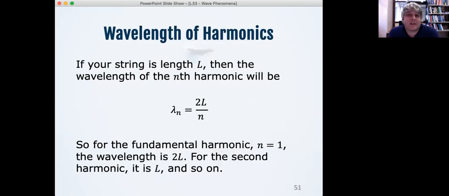The wavelength then is pretty easy to calculate. If it's your nth harmonic, then the wavelength is 2L over n. Feel free to have a play with this formula, look at the diagram on the previous slide and satisfy yourself that it's correct, but it is. So if you know the length of the string and which harmonic you're putting into it, you can just use this formula to find the wavelength needed.